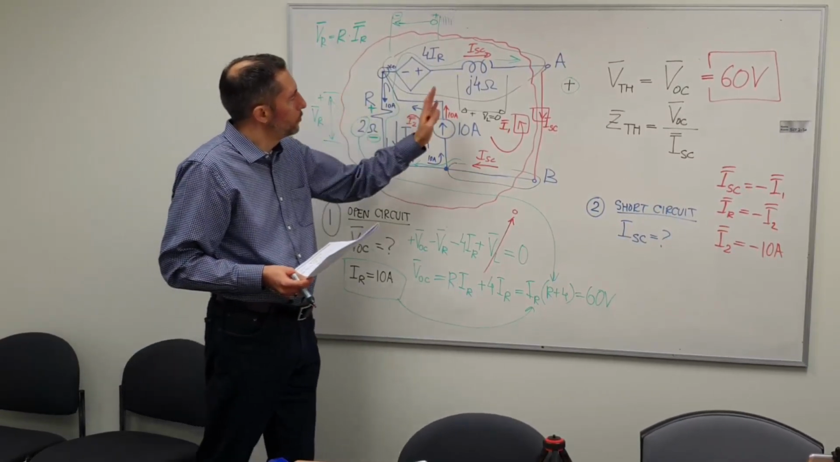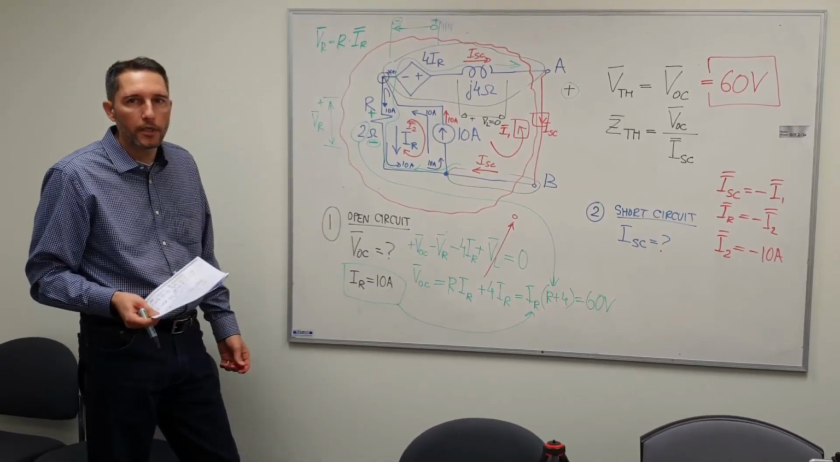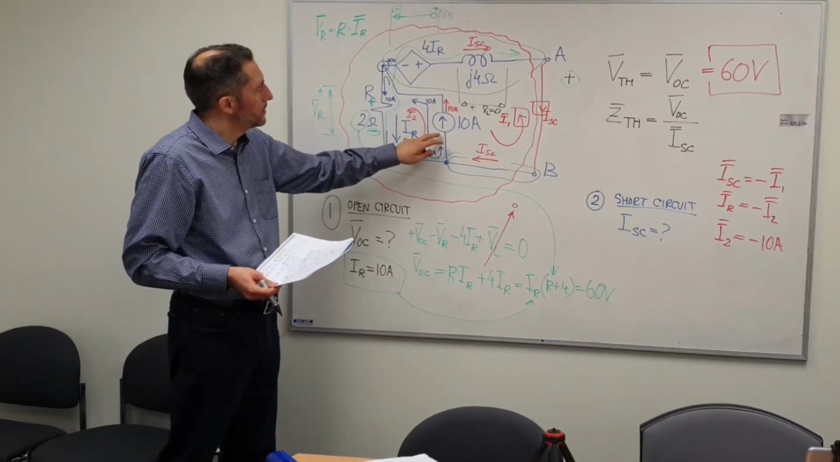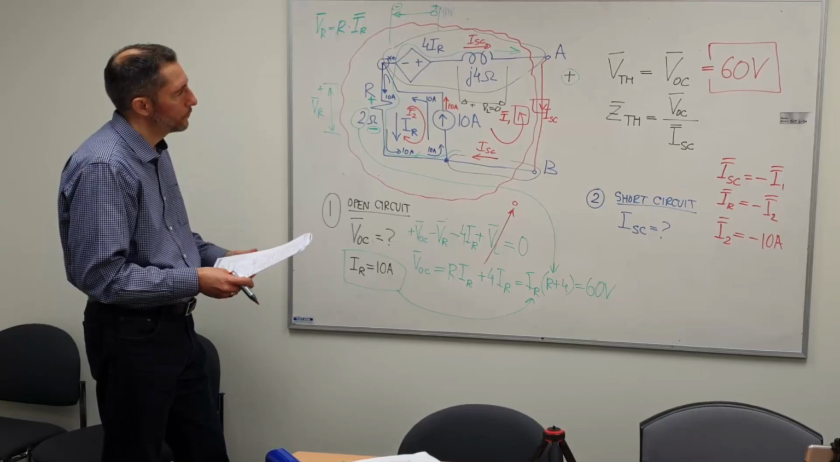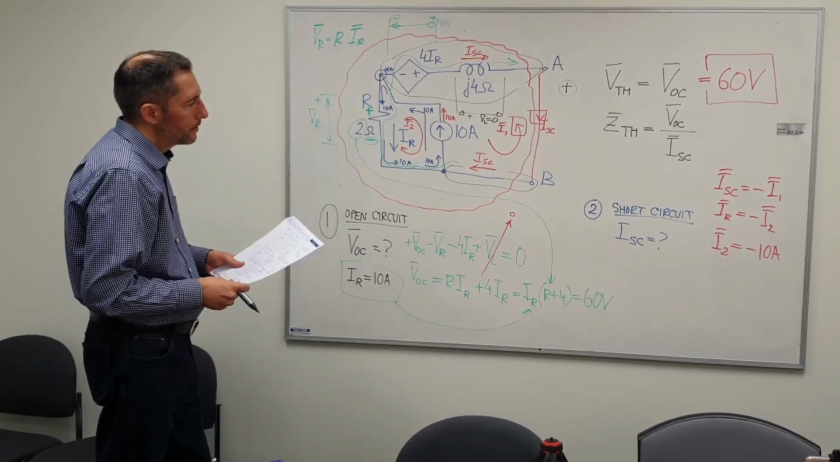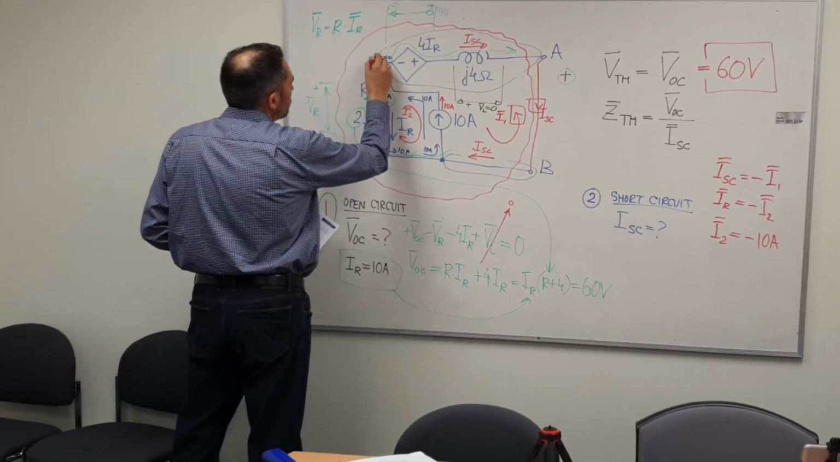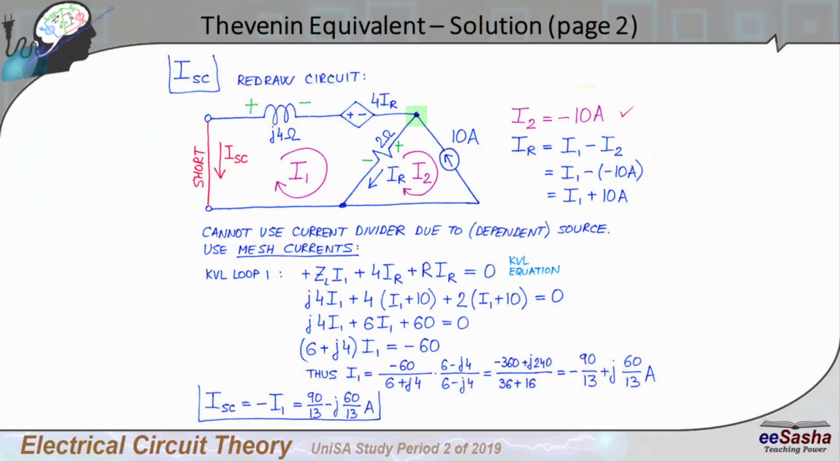So from two mesh currents, I would expect to have two equations with two unknowns, but in this case I can say I2 is already 10 amps, so I don't need to solve for that. Now if I know that I2 has a certain value, I can also write basically KCL for this node here. So in that node there, I can say that IR comes out of the node, and I have 10 amp flowing into the node, and I have I1 flowing into that node.